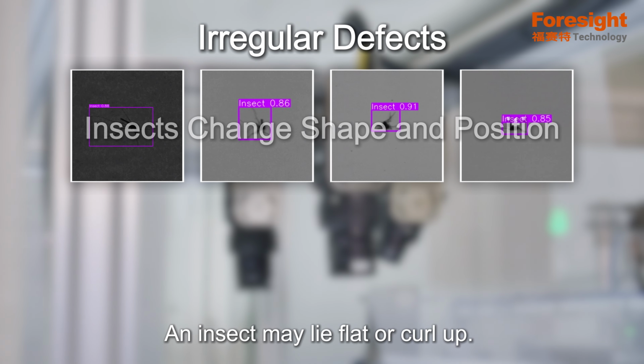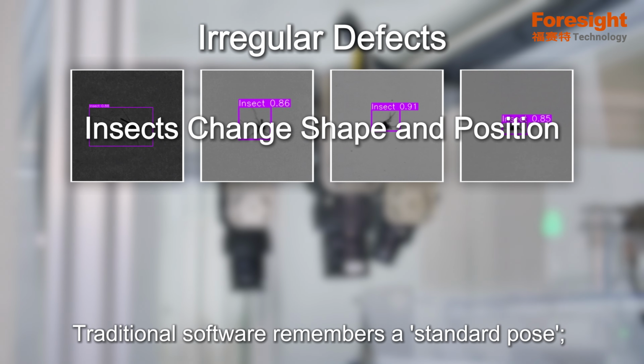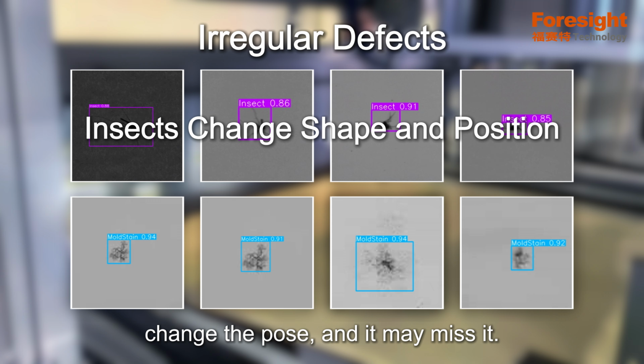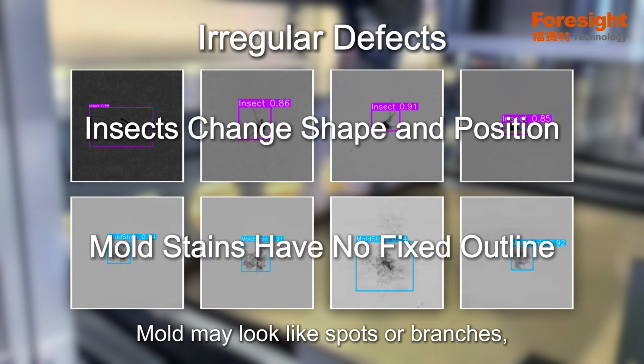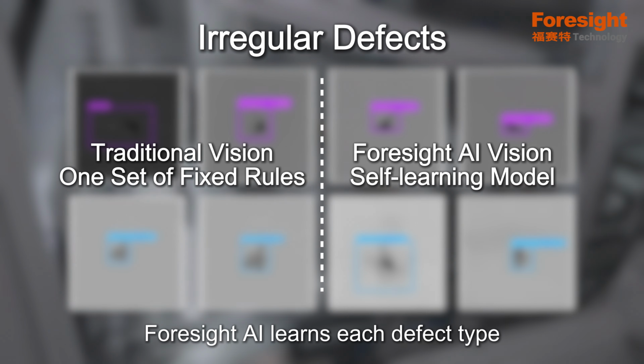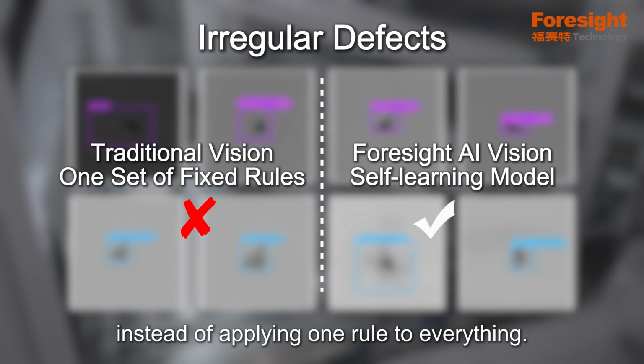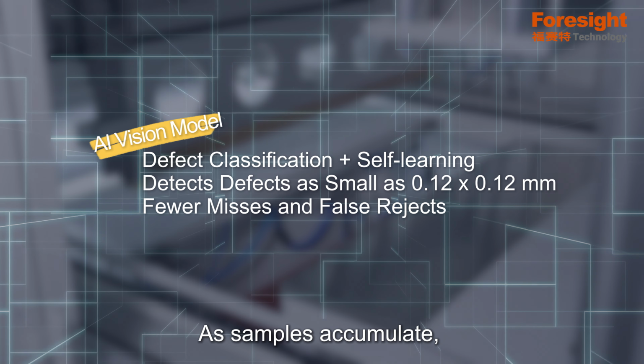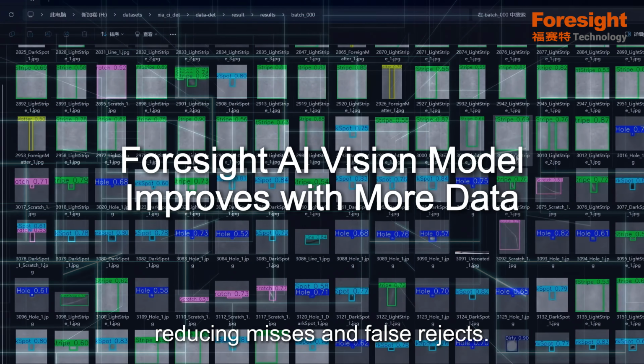An insect may lie flat or curl up. Traditional software remembers a standard pose, change the pose, and it may miss it. Mold may look like spots or branches with no fixed outline. Foresight AI learns each defect type instead of applying one rule to everything. As samples accumulate, detection becomes more accurate, reducing misses and false rejects.